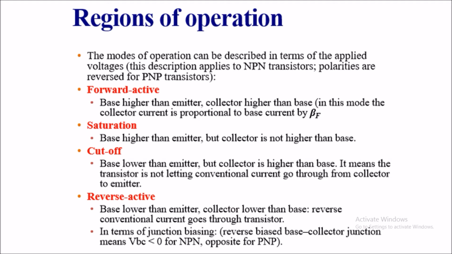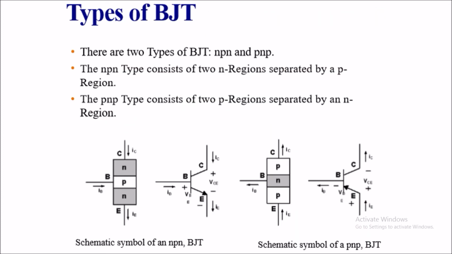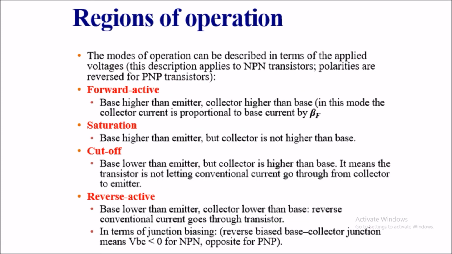It means that the transistor is not letting conventional current go through from collector to emitter. Because the collector is higher than the base, the current here will go from the collector to the base, and it won't go to the emitter. Therefore, this is called cut-off.